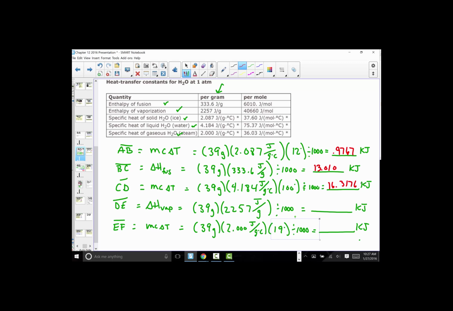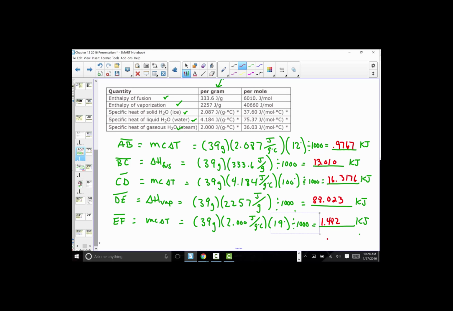Next line segment is 39 times 2257, divide by 1,000. Most energetic line by far, 88.023. And the last line segment, 39 times 2 times 19, divide by 1,000. 1.482.